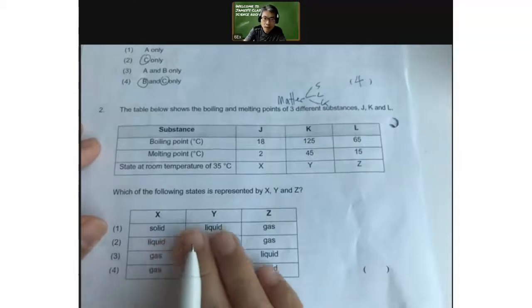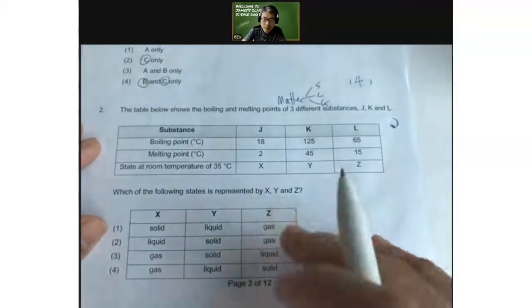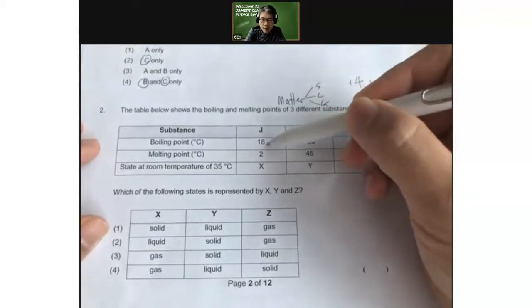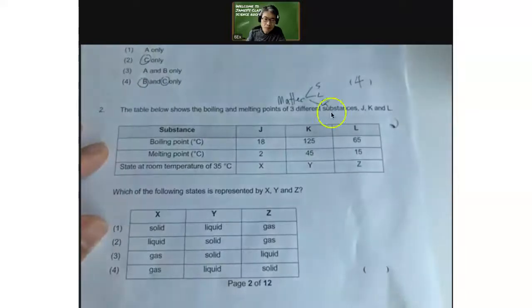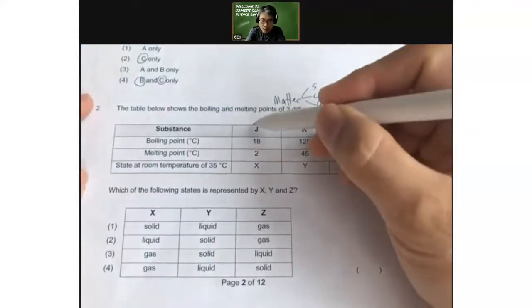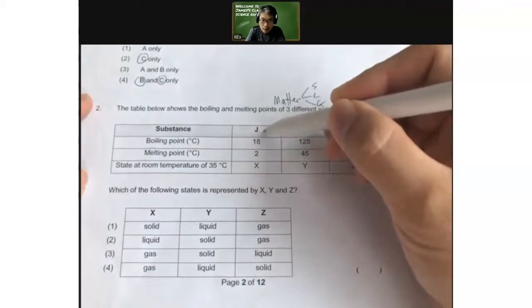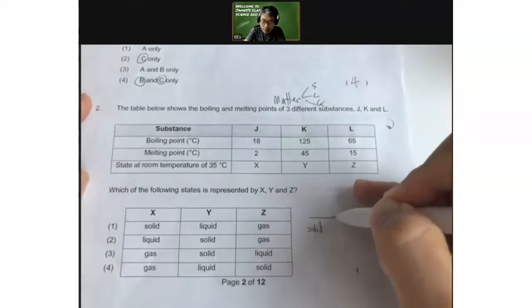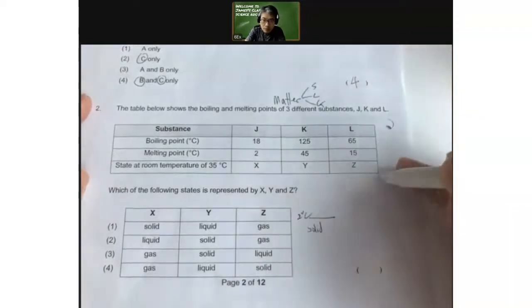So which of the following states is represented by X, Y, and Z? So you are saying that, okay, for substance Y, it will boil at 18 degrees Celsius, which means that J here, substance J, it will be a solid under 2 degrees Celsius.